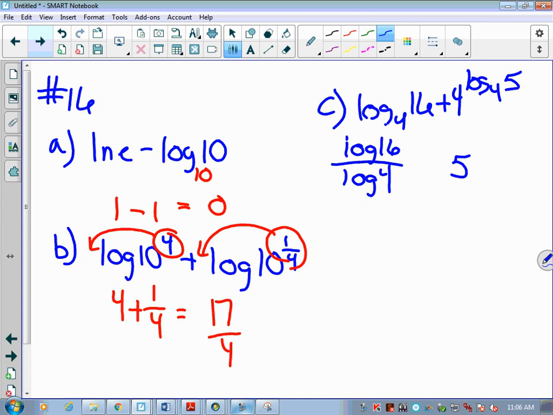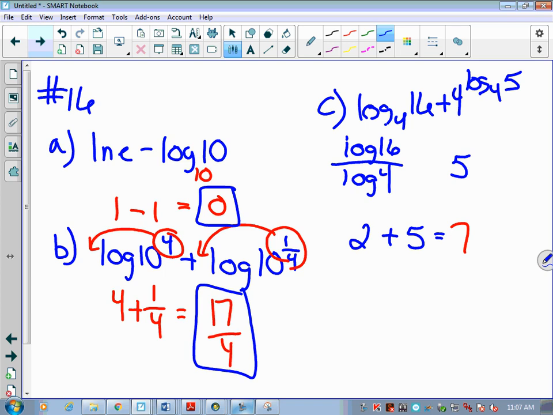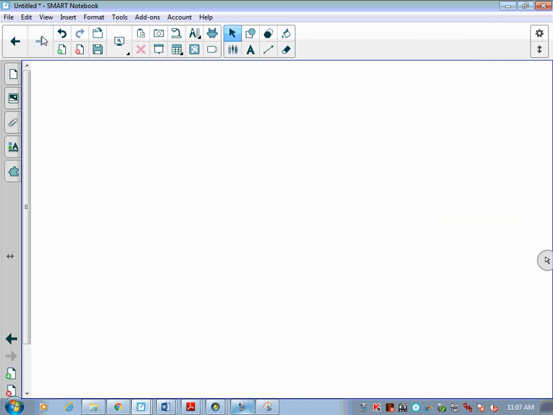Okay, you can check if you have a new enough calculator, your log base, where you're doing 4 and 16 in there, and it comes out to 2. Or you could do it like what we see up here. So what we end up with is 2 plus 5 equals 7. So 0, 17/4, and 7. Okay, 17.